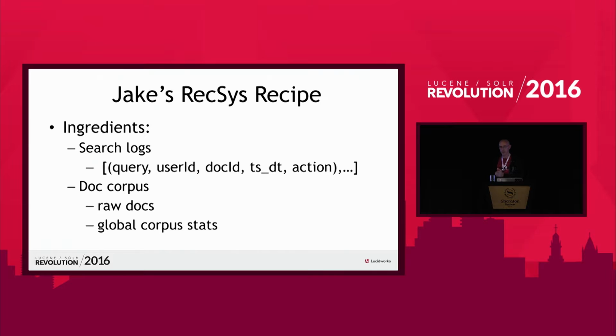So let's cook up a delicious recommender system cake. This is my recipe. It's evolved over time. Reasons why, I don't know. It's not intelligently designed. It's evolved.